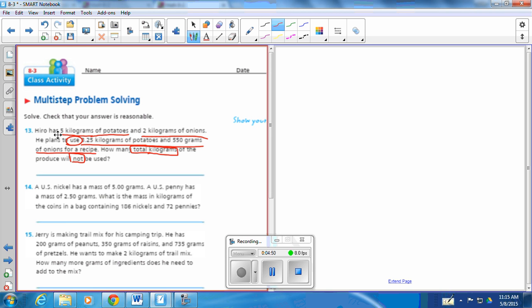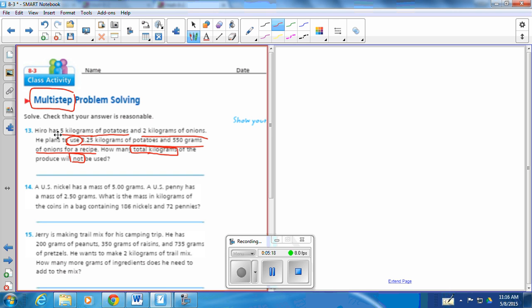Does the question ask you to separate the potatoes and onions? No, it actually asks you to combine them. It says total kilograms of the produce. Onions and potatoes are both produce. So how could we go about solving this? What are our steps that we need to do? Remember, it's a multi-step problem. So there's definitely going to be more than one. So what do we need to do to solve this? Kira, what do you think?